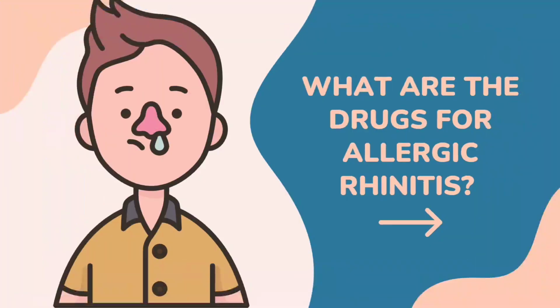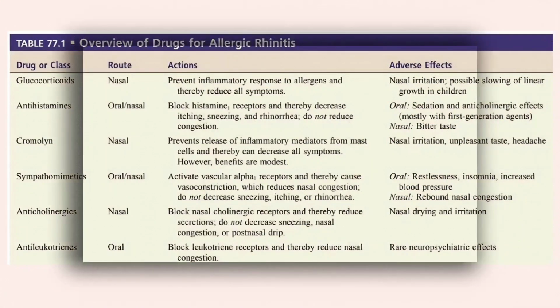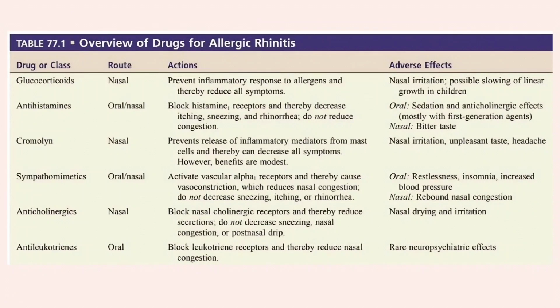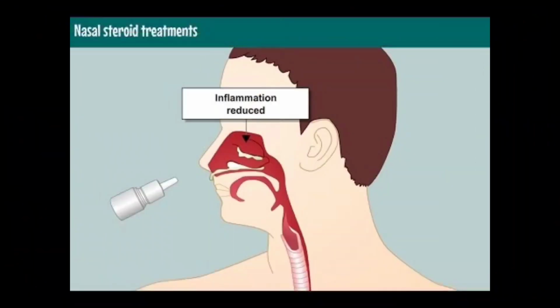So what are the drugs for allergic rhinitis? They are glucocorticoids, antihistamines, cromolyn, sympathomimetics, anticholinergics, and antileukotrienes. Intranasal glucocorticoids are the most effective drugs for the prevention and treatment of seasonal and perennial rhinitis. Because of their anti-inflammatory actions, these drugs can prevent or suppress the major symptoms of allergic rhinitis: congestion, rhinorrhea, sneezing, nasal itching, and erythema.